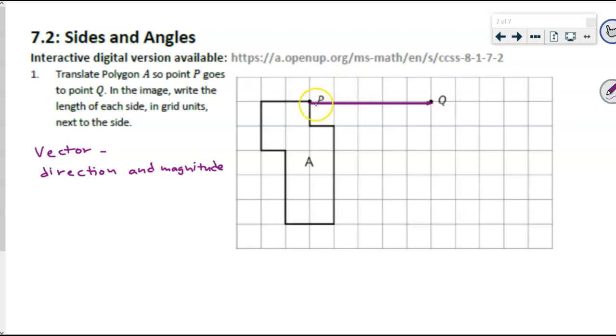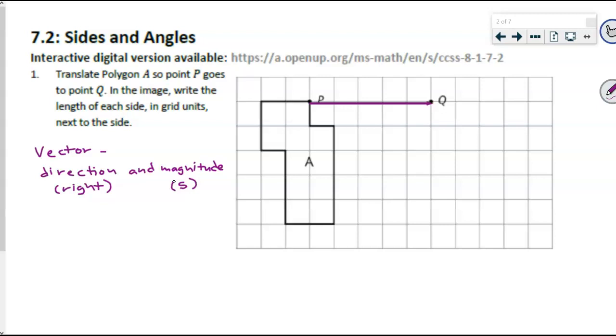The direction is we're going to the right. The magnitude is how far to the right I'm going. So 1, 2, 3, 4, 5. The direction is that we're going to the right, and the magnitude is that we are going 5 units to the right. So what is that going to look like?